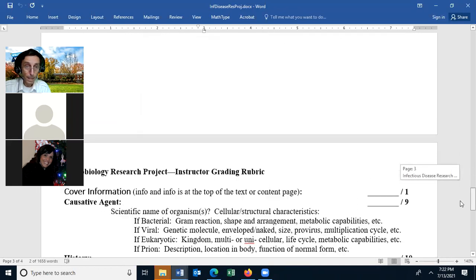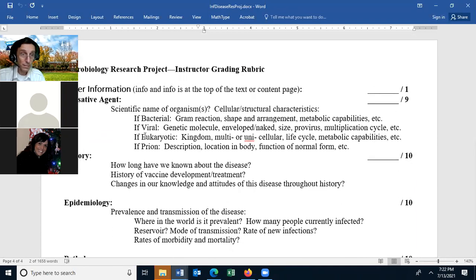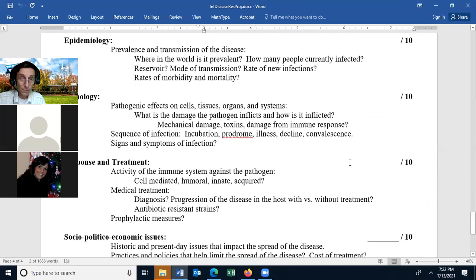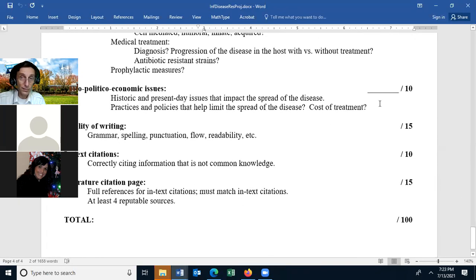I have a rubric for how I'll grade the paper. The cover information is 1 point. The information about the causative agent is 9 points. The history is 10 points. Epidemiology is 10 points. Pathology is 10 points. Response and treatment, 10 points. Socio, political, and economic issues are 10 points.